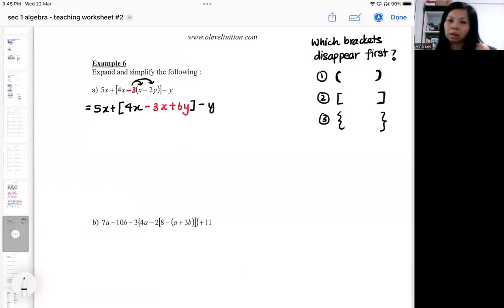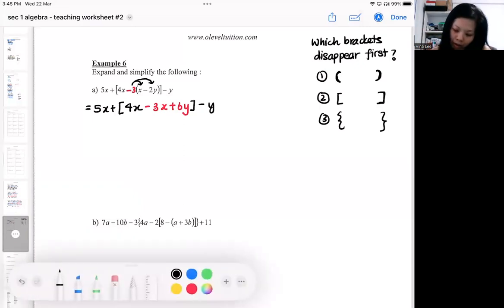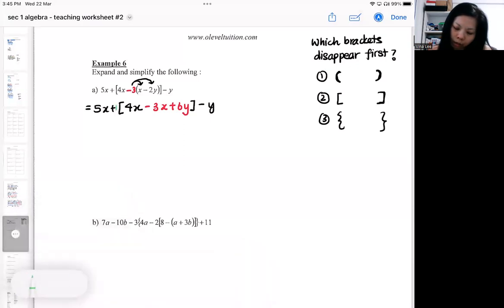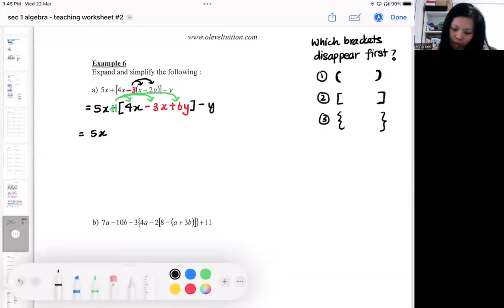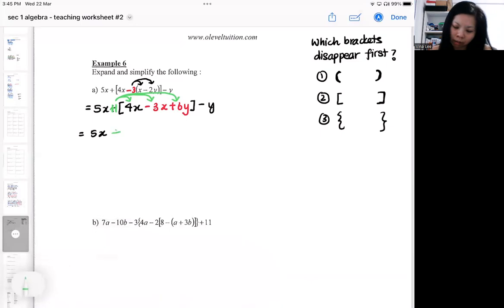So the next guy to disappear is the square bracket. Who is outside the square bracket? +1 is outside the square bracket. So you're going to disappear it by multiplying the +1. So +1 times 4x. +1 times -3x. +1 times 6y, +6y.